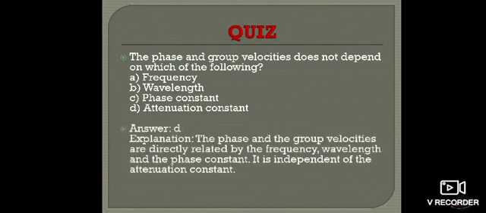That is D, attenuation constant. That means the phase and group velocities are directly related by the frequency, wavelength and phase constant. It is independent of the attenuation constant.